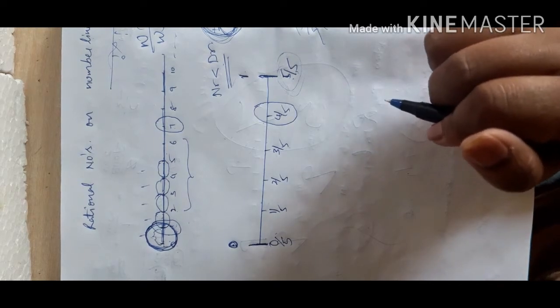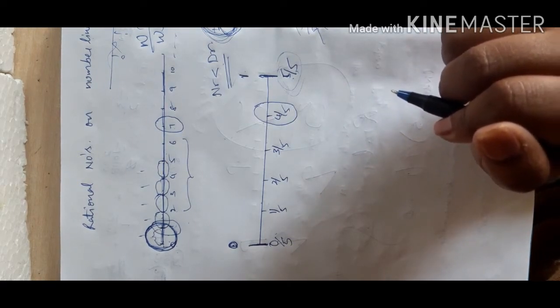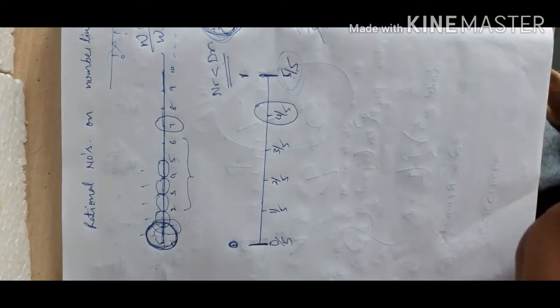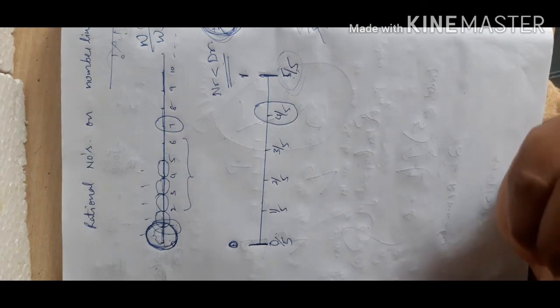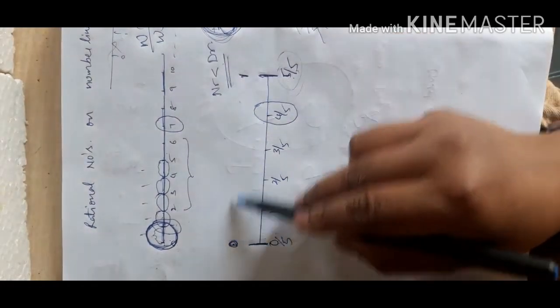See, you need to concentrate on what I am explaining, on each and every word which I am speaking. Sometimes I'll make a mistake, but I'll correct it in the next second only. So concentrate. 0 and 1, it is 1 unit.